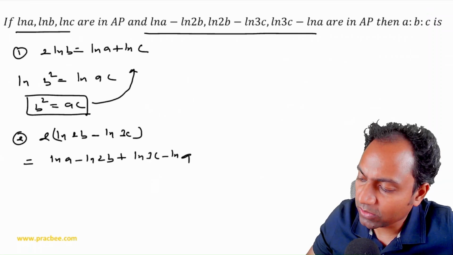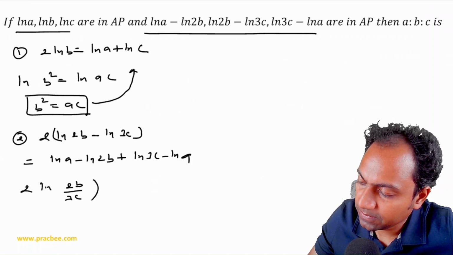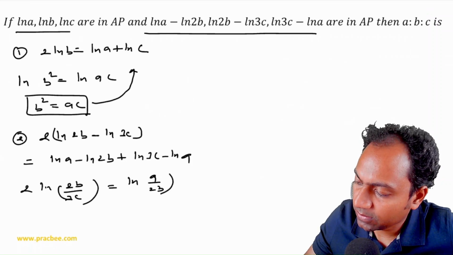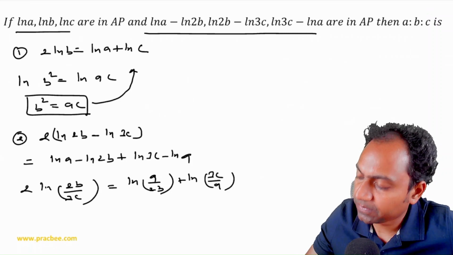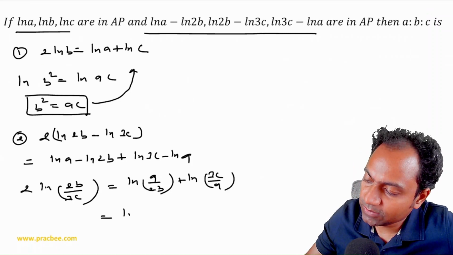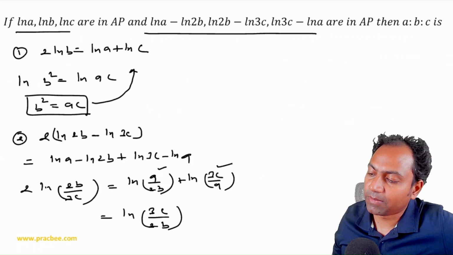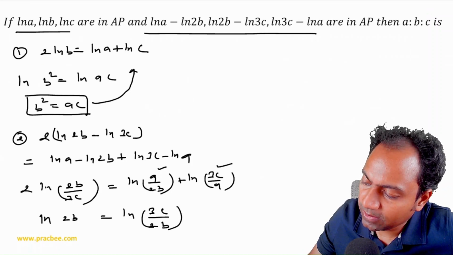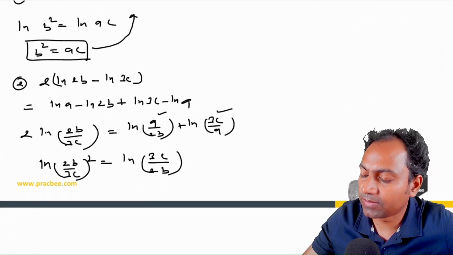Using the properties of log, on the left hand side I can write ln of 2b by 3c, and on the right side it becomes ln of a by 2b plus ln of 3c by a. If I simplify this, it becomes ln of 3c by 2b, because these terms get multiplied. Now my left hand side can be written as 2b by 3c whole square. So whatever I did earlier, I'm doing the same thing once more.